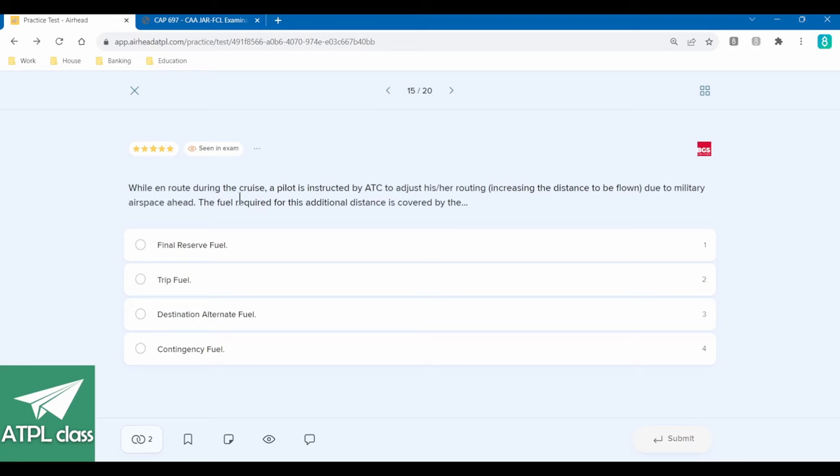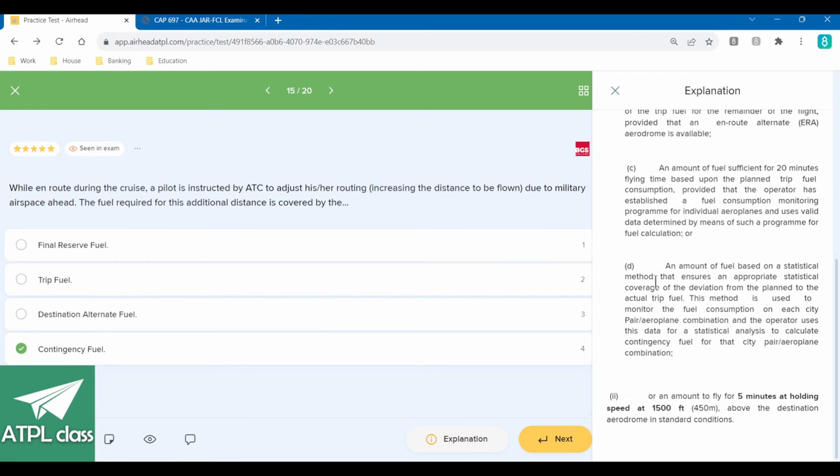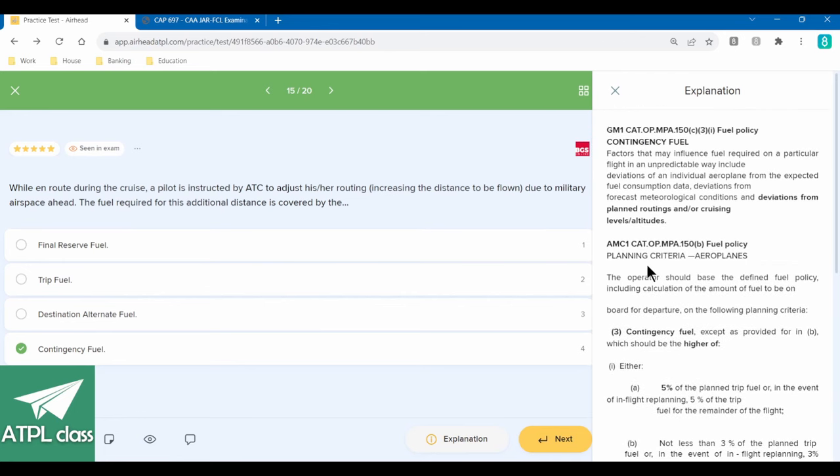So what is this? This is being instructed by ATC to increase the distance flown due to military airspace ahead. Clearly that wasn't planned for, so it wouldn't be covered in the trip. We're not flying to the alternate. We're not using our final reserve of 30 minutes. This seems like unforeseen circumstances, which is the contingency fuel. Oh, there you go. A lot of stuff there.